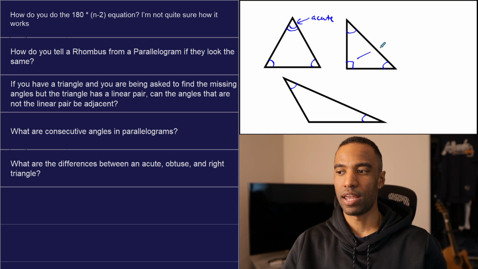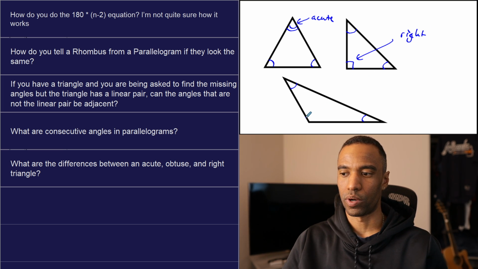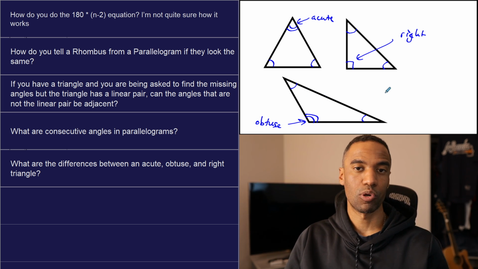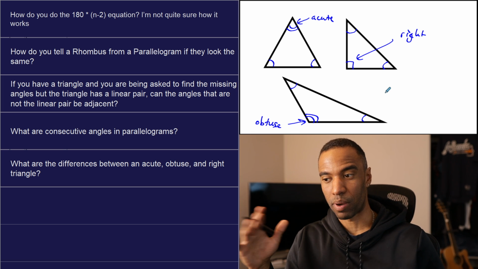This one's a right angle. That's why we call that a right triangle. And this last angle, the largest one, is an obtuse angle. That's why we call it an obtuse triangle. But again, the others have to be acute. Why? Because all three angles have to add up to 180. Not just by math, just by nature of triangles.